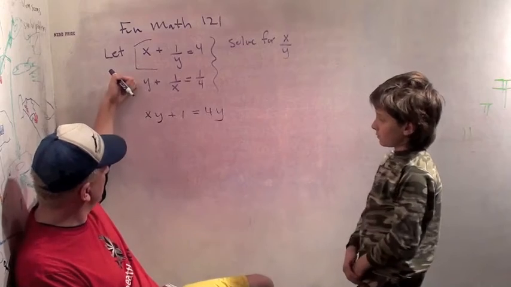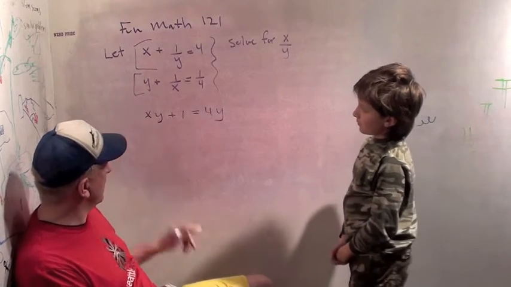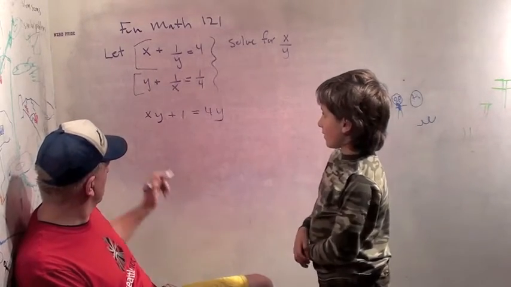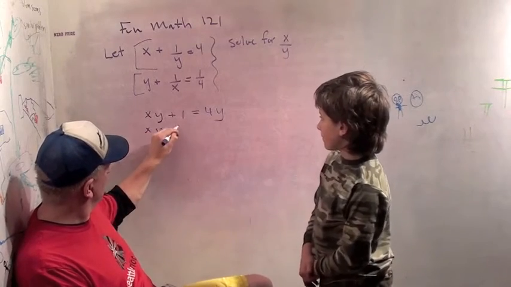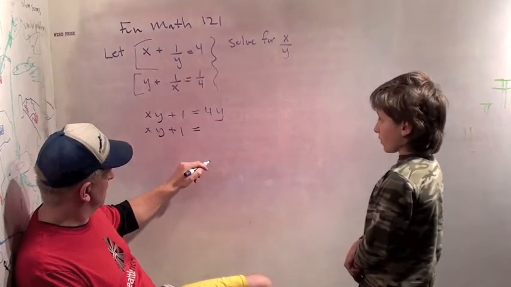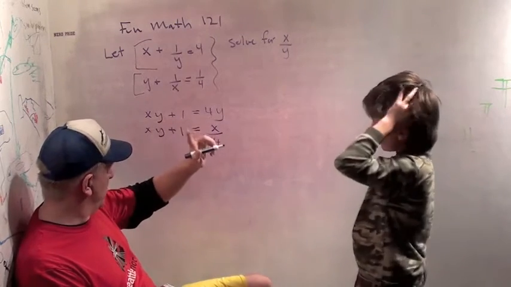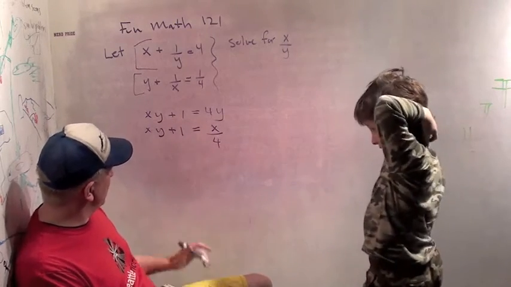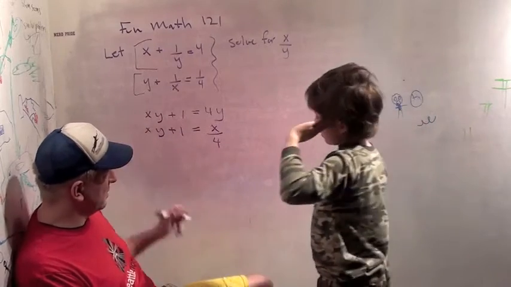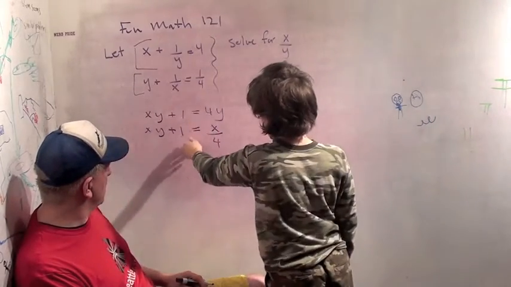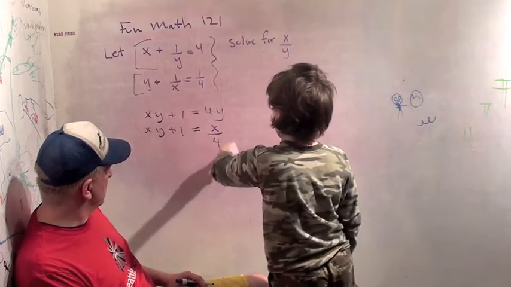And when I multiply this equation by x, what do I get? You get xy plus 1 equals x over 4. X over 4, very good. But hold on, let's not jump ahead. What do you notice about these two equations? That they've got the same, these sides are the same, so these sides have to be equal.